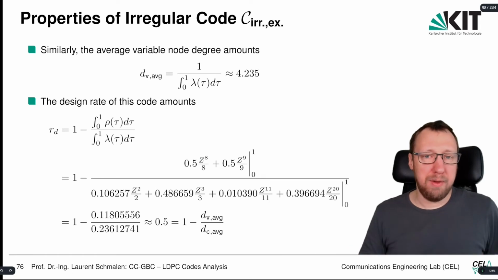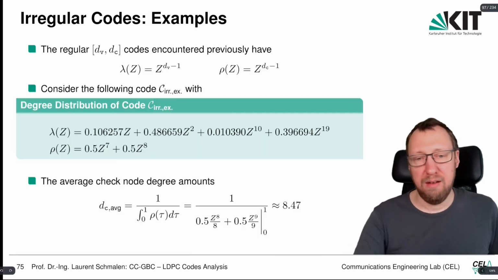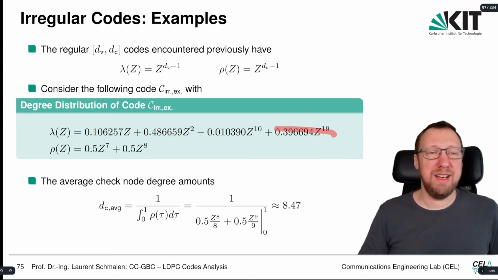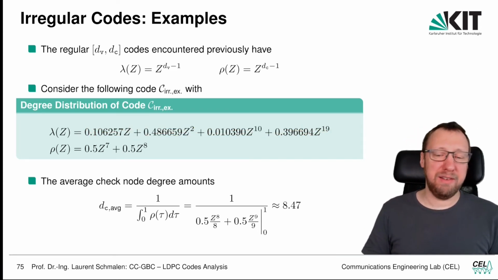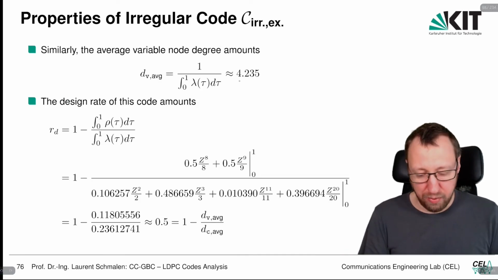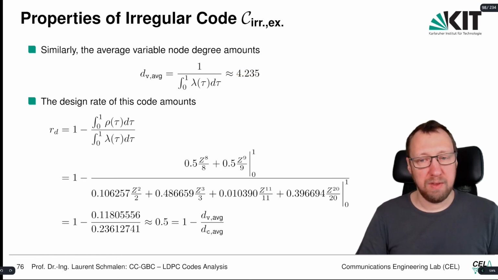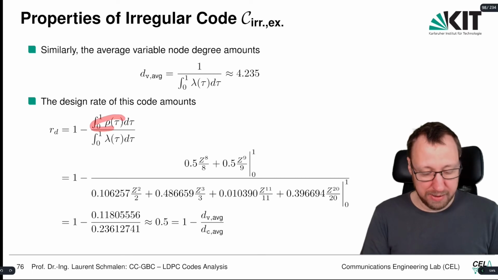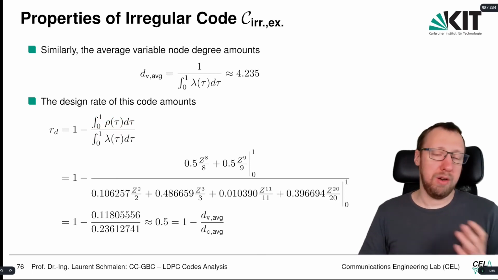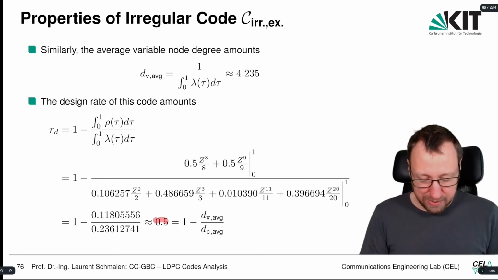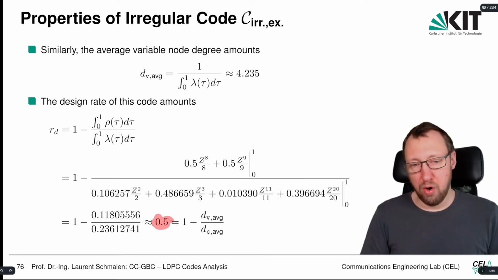We can do the same for the average variable node degree. This is a little bit more nasty; you probably would like to do this using a calculator or computer algebra program. But we find an average variable node degree of 4.235. We can also calculate the design rate. Again, it's 1 minus the fraction of these integrals, 1 minus d_v average over d_c average. And we find that the design rate is almost 0.5, very close to 0.5.